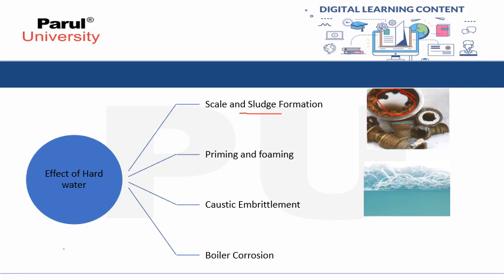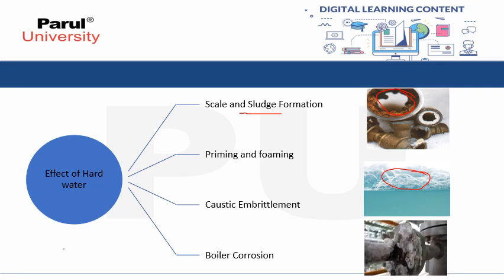Because of priming and foaming, the exact surface of the water cannot be judged and also the steam cannot be generated. Because of caustic embrittlement and boiler corrosion, if the pH of water is high and if NaOH, sodium hydroxide, is used to maintain the pH, then that caustic is accumulated at the joints, as shown here in the image, in the form of white salt.